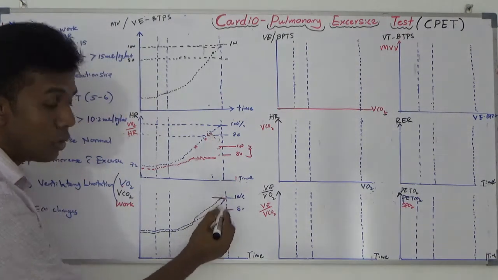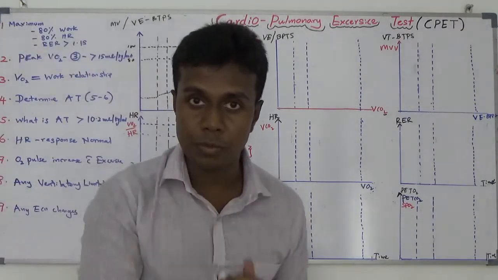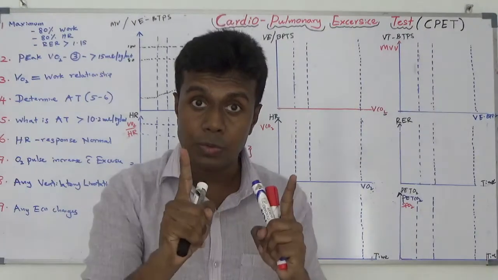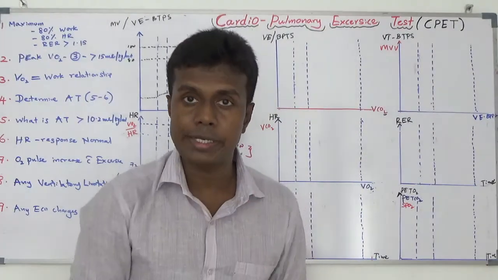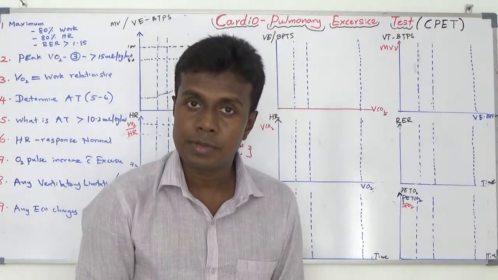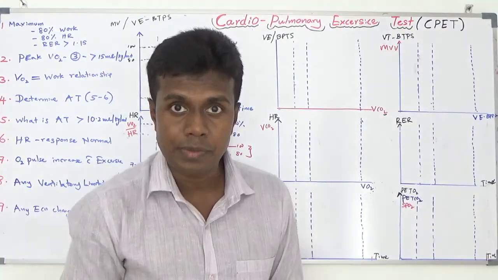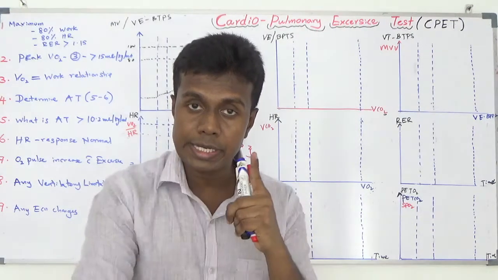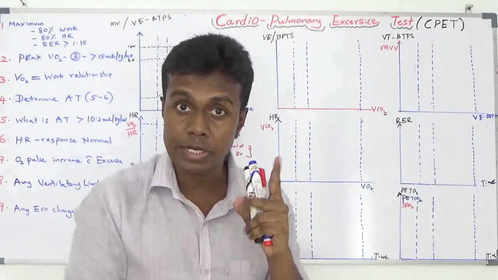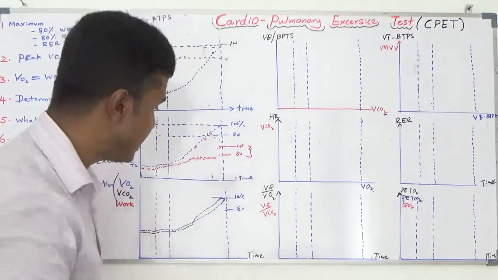If you are perfectly normal, you should achieve 80 to 100% of carbon dioxide production, which is calculated by the software system according to your age, height, weight and gender. Age, height, weight and gender.